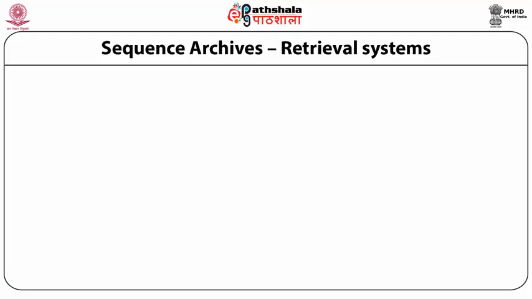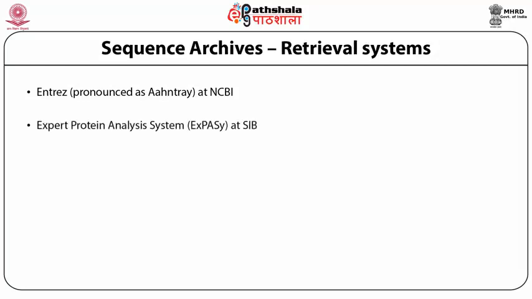Each of the sequence gateways provides a retrieval system separately for nucleotide and protein sequences. Entrez at NCBI, Expert Protein Analysis System ExPASy at the Swiss Institute of Bioinformatics, Sequence Retrieval System SRS at EMBL and dbGet at the DNA Data Bank of Japan are the main retrieval systems.